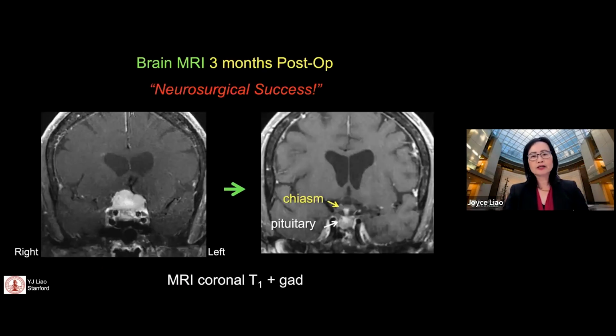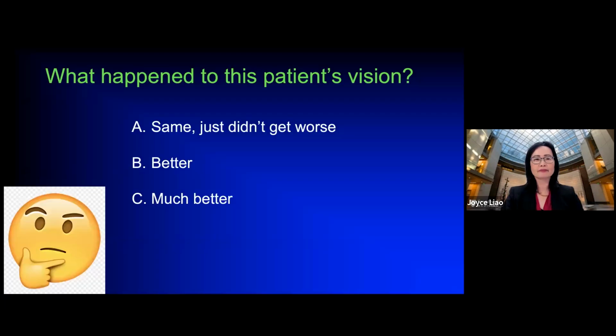Luckily, this patient was treated in time, again, by a neurosurgeon. And by removing this mass, we can now see where the optic nerve, the optic chiasm, and the pituitary are located on the MRI. So when we talk about a patient like this who already has severe vision loss and severe thinning of the optic nerve, we always wonder, well, what's going to happen to the vision after surgery?